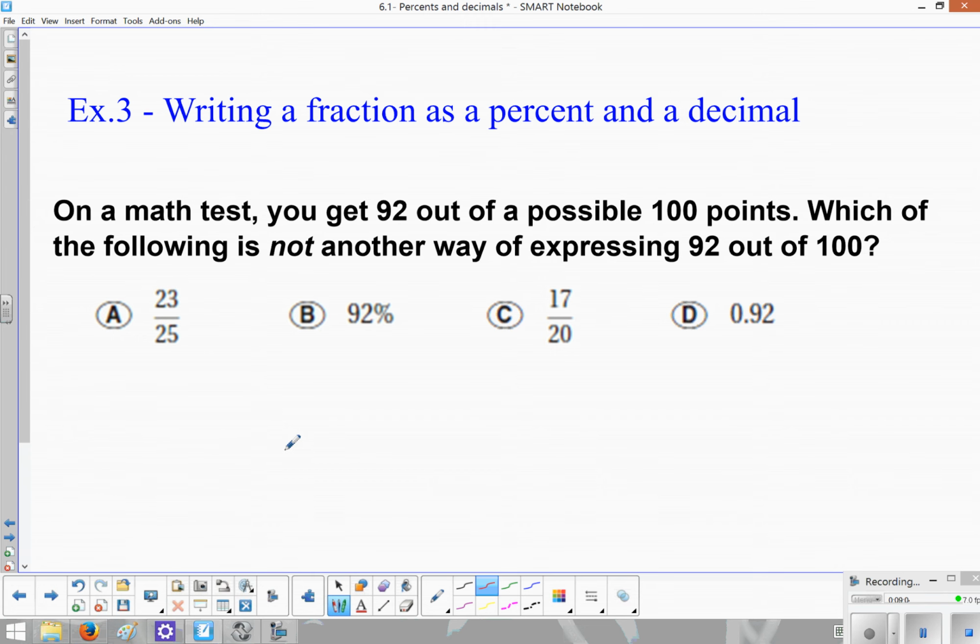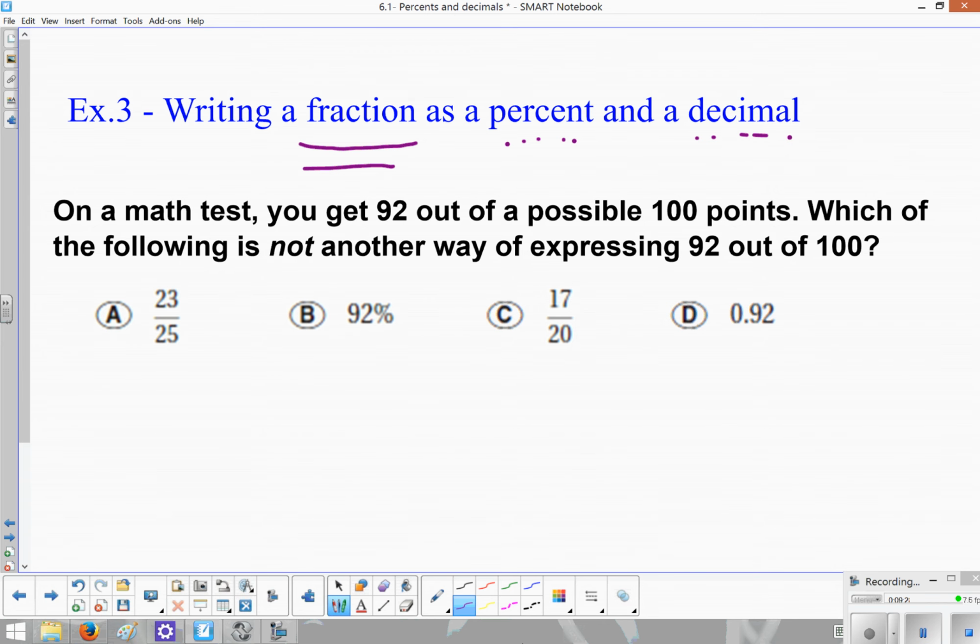Okay, so example 3 says this time we're writing a fraction as a percent and a decimal. So we're going to have to take our story problem and write it as a fraction, and then from the fraction change it to a percent and a decimal. So it says on a math test, you get 92 out of a possible of 100 points. Which of the following is not another way of expressing 92 out of 100?